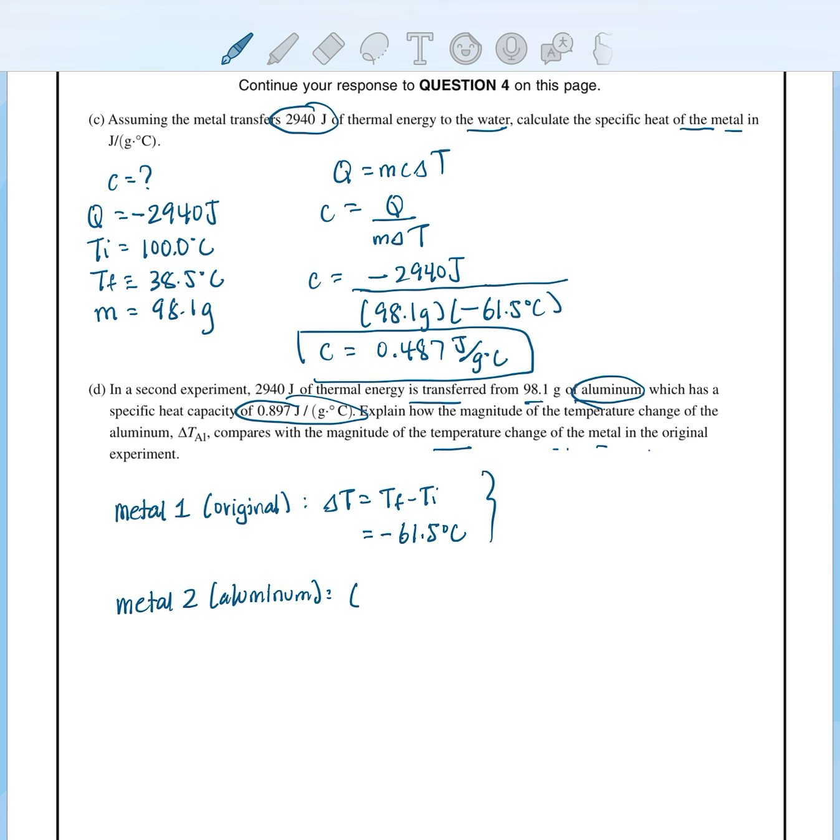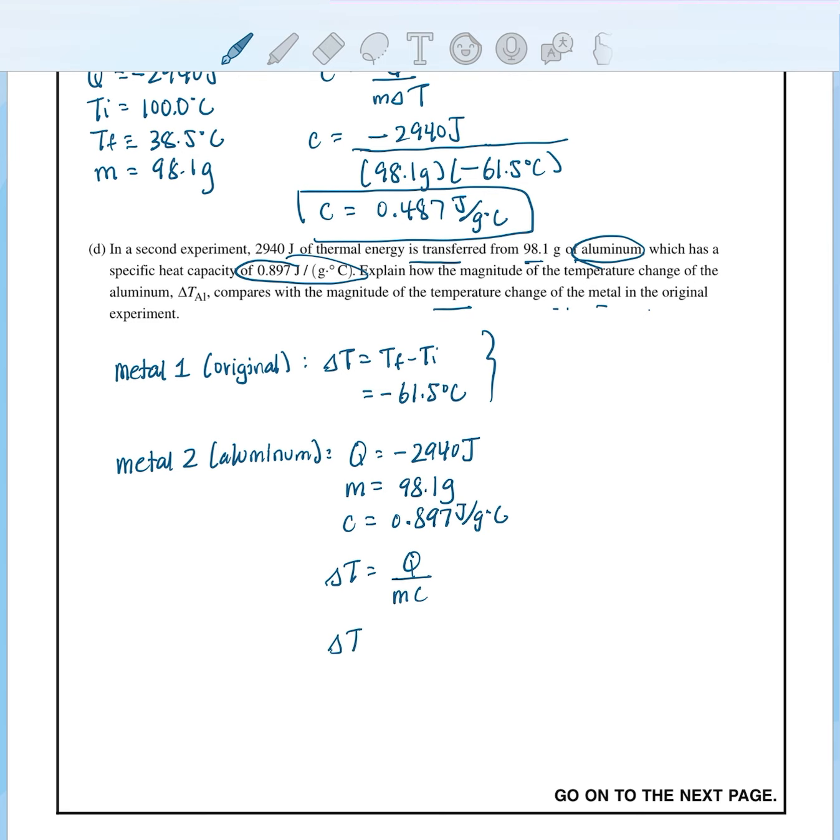So I know for the aluminum, the Q is negative 2940, because remember it's losing energy to the water. The mass of the aluminum is 98.1 grams. And then the specific heat capacity is 0.897 joules per gram degree Celsius. So if I plug these into my Q equals mc delta T formula, let's isolate for delta T. Delta T will become Q divided by mc.